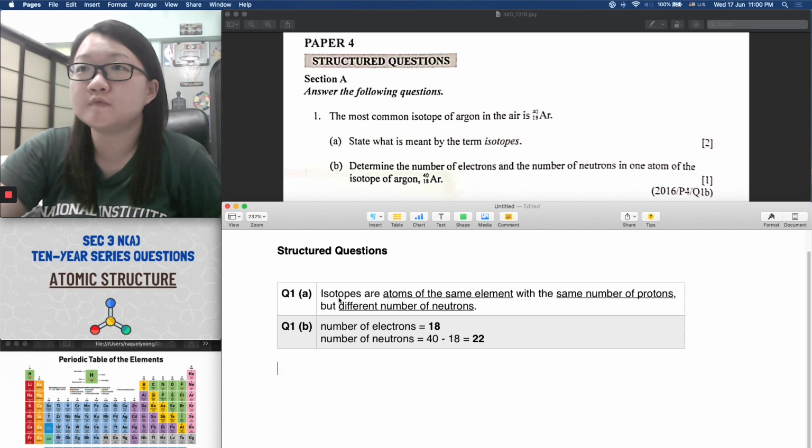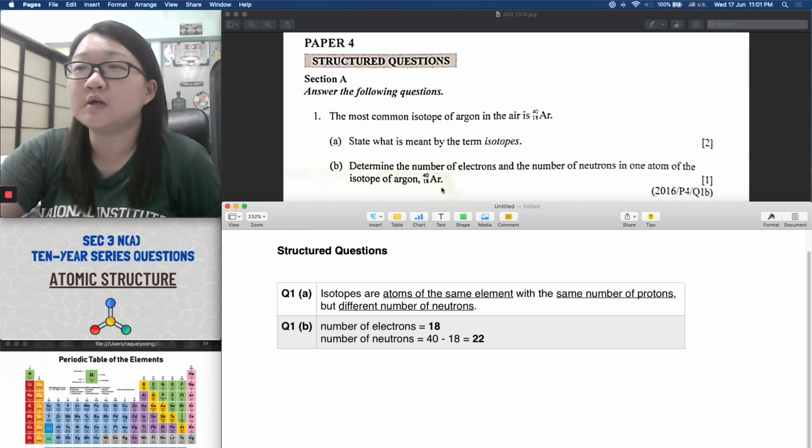So just very quickly, isotopes are atoms of the same element. The underlined parts are all the essential pointers that you need to mention. First and foremost, isotopes are atoms. We learned that there are many particles in chemistry: atoms, ions, molecules, compounds, what have you. So you need to differentiate them first. They are atoms of the same element, with the same number of protons but different number of neutrons.